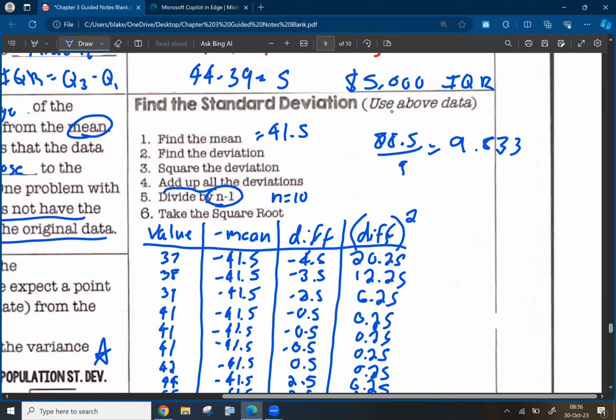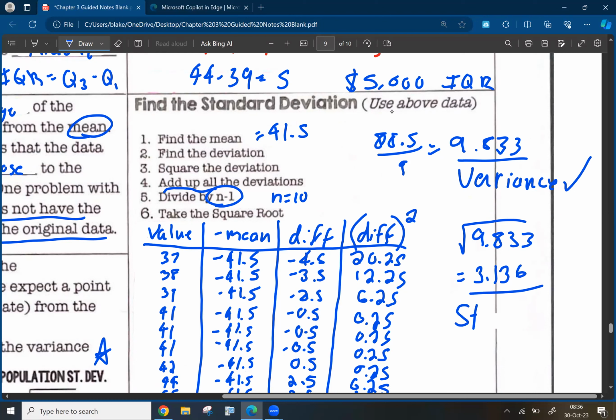And that right there is your variance. And then remember, to get your standard deviation, you just square root the variance. 9.833. The square root of that equals 3.136. This is your standard deviation.